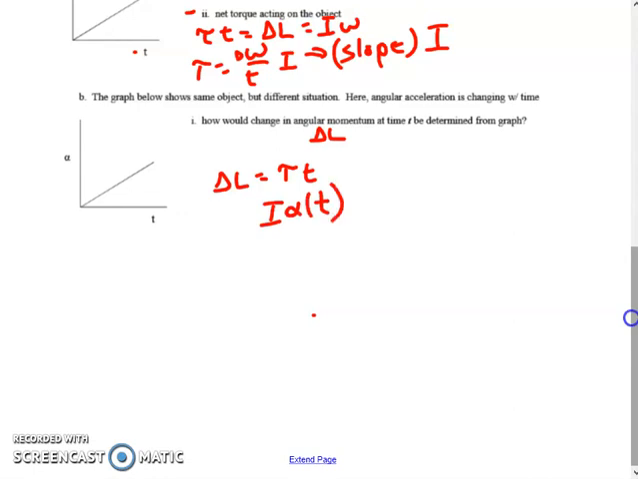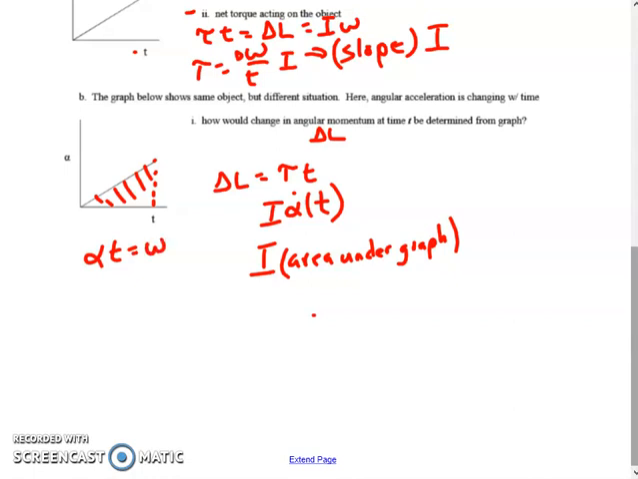So we don't do anything with the slope, all right? Actually, I take that back. What we want to do is the area under the graph, because alpha is changing with time. We have to take that into account. So let me reiterate that. That's going to be I times the area under the graph. Or another way of putting that, the area under the graph is nothing more than alpha times t, which is omega. So we get I times omega.